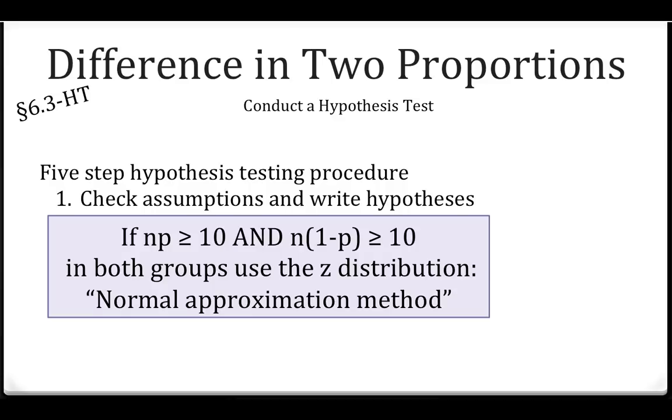If n times p is greater than or equal to 10, and n times 1 minus p is greater than or equal to 10, in both groups, use the z distribution. Minitab Express will call this the normal approximation method. If this assumption is not met, you can use the same steps in Minitab Express, but you would look at the Fisher's exact test p-value, instead of the normal approximation method z-test statistic and p-value. When we're doing this by hand, I'm just going to be showing you the normal approximation method.